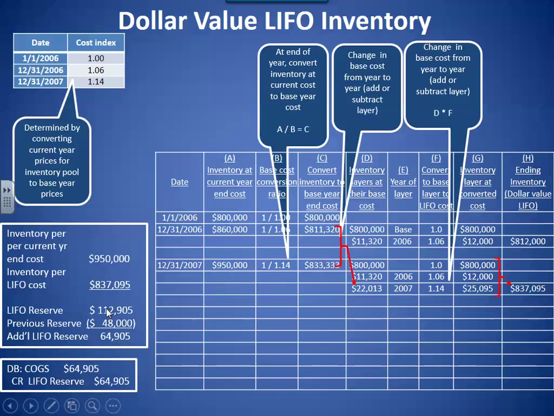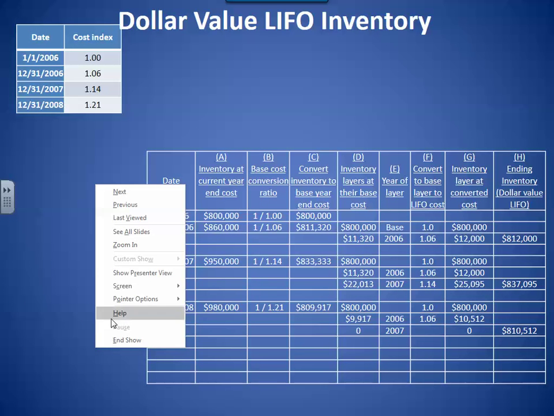$112,905. Now we have to remember in our previous year we had already recorded a LIFO reserve of $48,000. So we're part of the way there to the $112,905. So in order to increase our LIFO reserve from $48,000 to $112,905, we're going to have to add an additional $64,905 to our LIFO reserve. And here you see the journal entry, credit to LIFO reserve $64,905 and a debit to cost of goods sold $64,905.